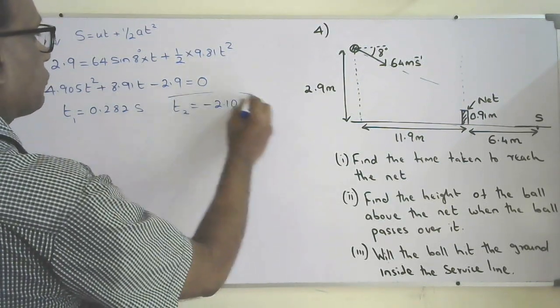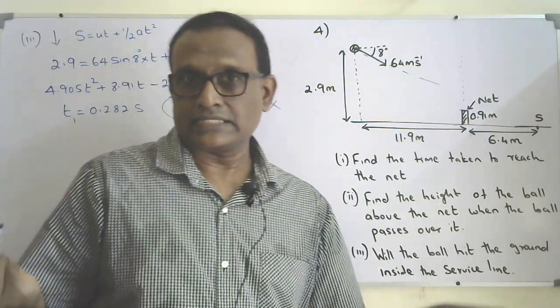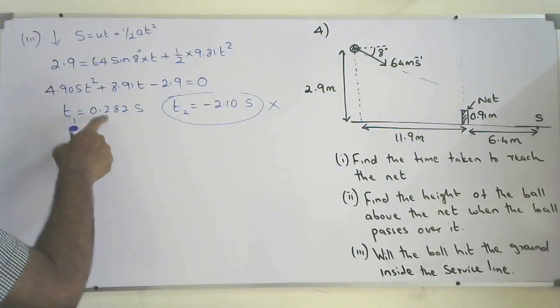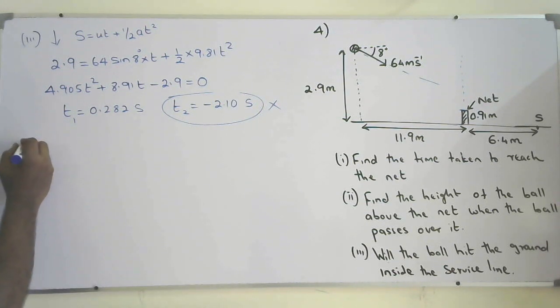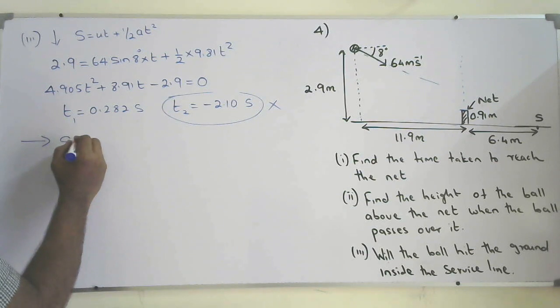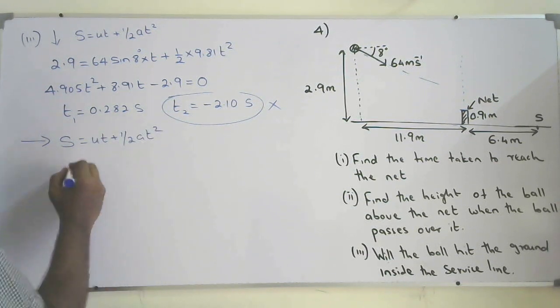So we know time is a positive quantity, so this is not acceptable. A negative answer is not acceptable. So we know the time taken to reach the ground is 0.282 seconds. So find the horizontal displacement during this time. Horizontally, use S equal ut plus half at squared until it reaches the ground.